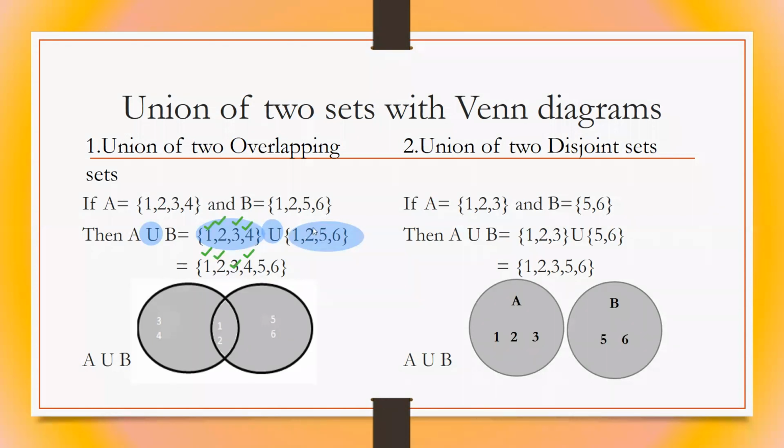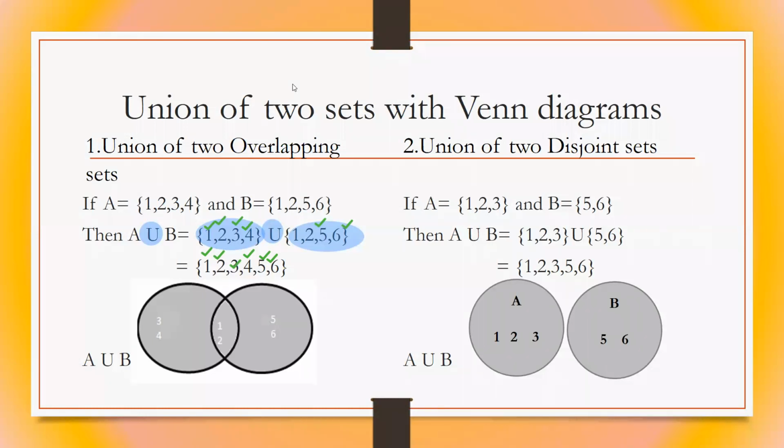So leave 1, 2 over here, 5, and 6. This is the answer. Union means combining. So we have combined all the elements, but repetition is not allowed. Clear? Now, how to draw the Venn diagram?